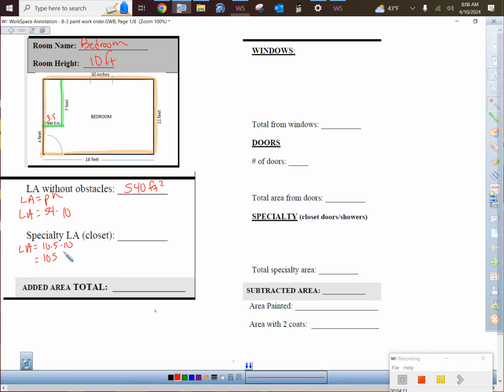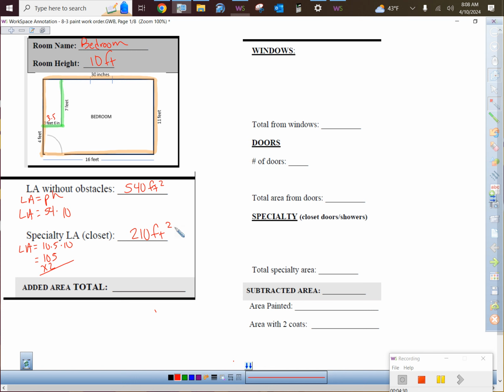Did you get 105 back? Okay, but that's just like doing it once. If you have to paint the inside of the closet and the outside on those walls, don't you need 2 of them in that case? So we're going to do times 2 right there. And did you get 210 square feet? 210 square feet is for the inside of that closet.